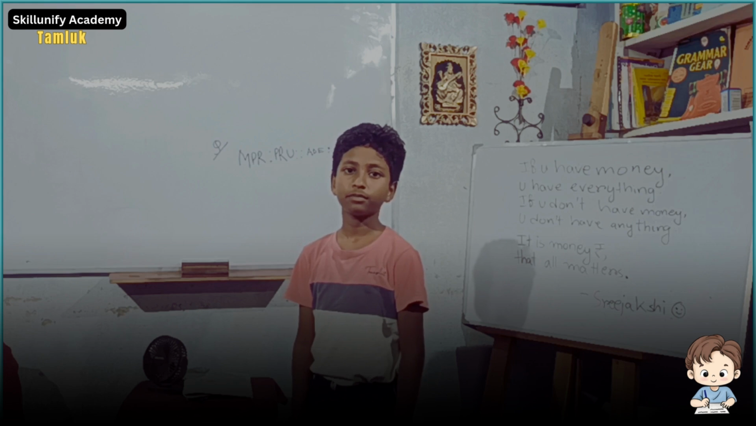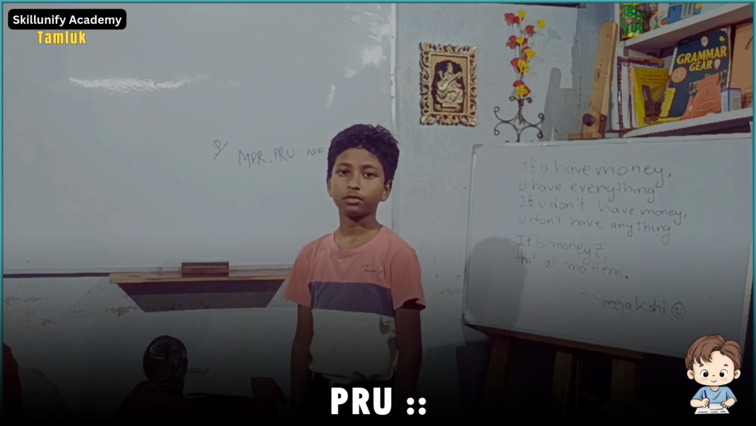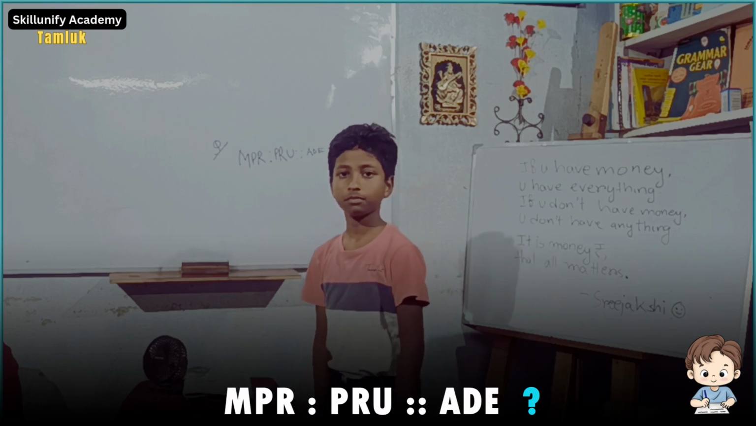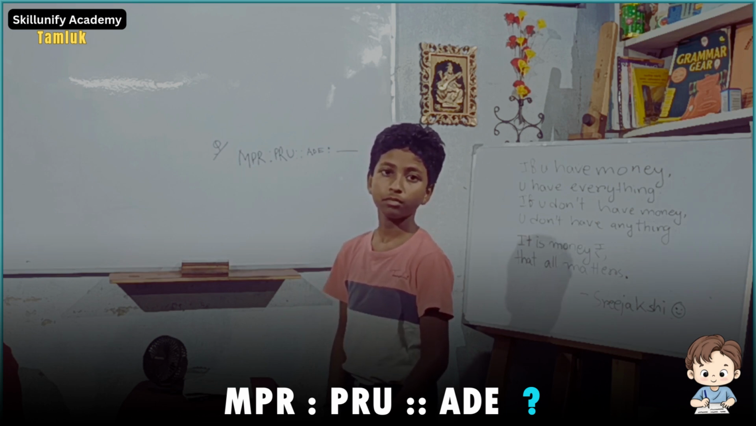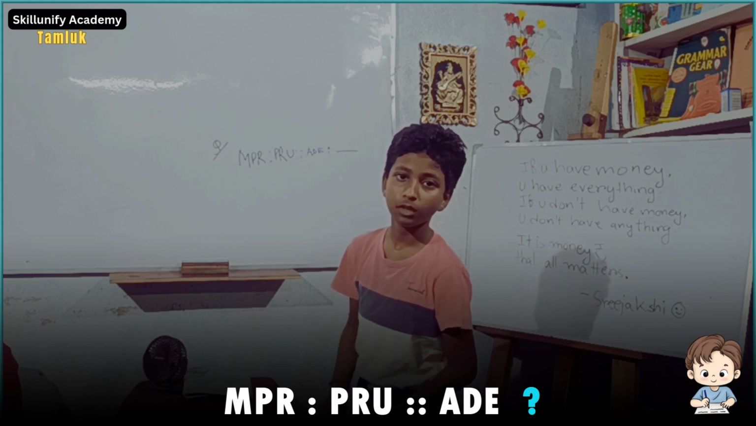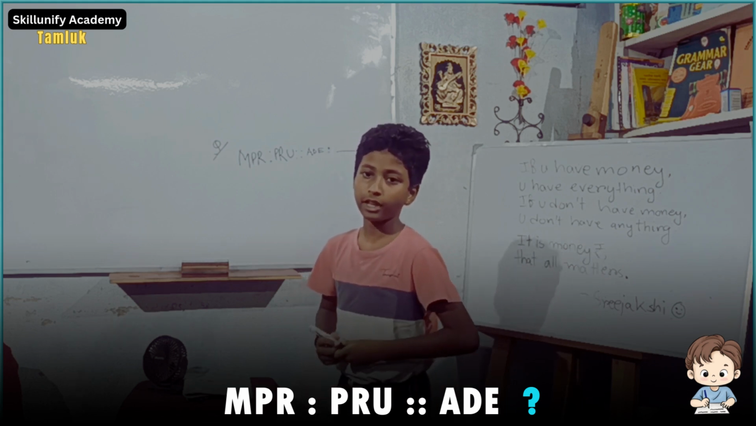My question is, whenever I have this type of question like MPR, PRU, and a proportional ADE and ratio, then what is our process? If I follow it, then definitely we can solve easily. Can you show the process? Yes, sir, I can solve this.